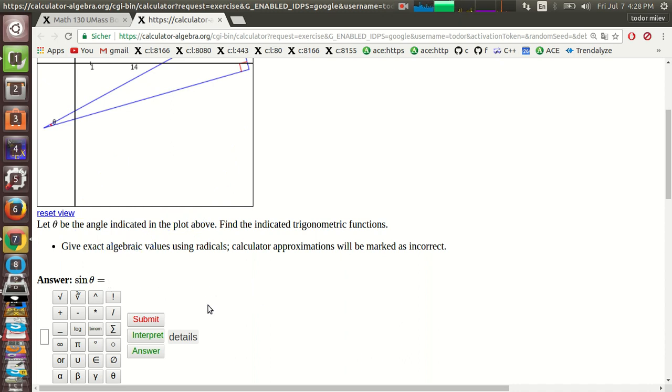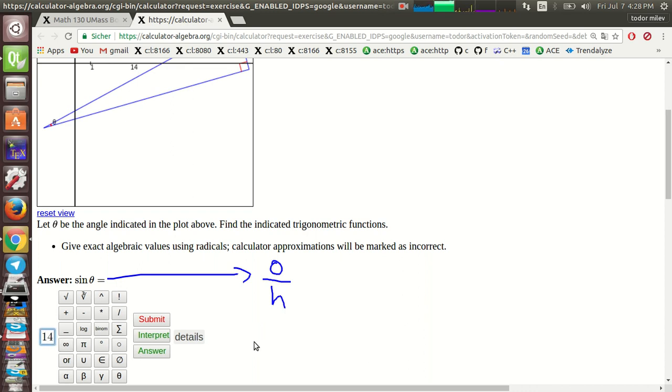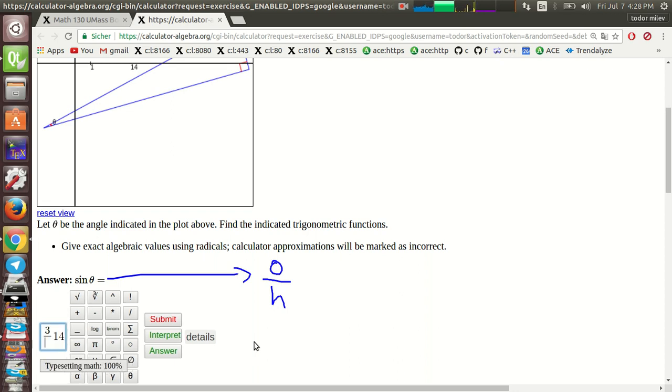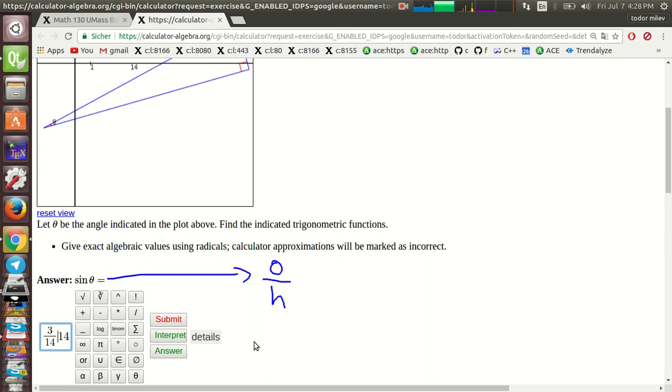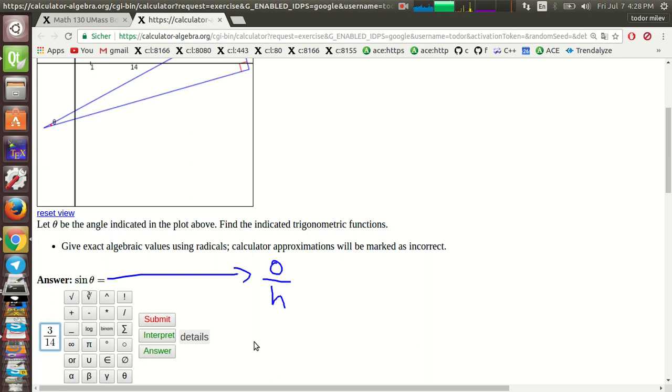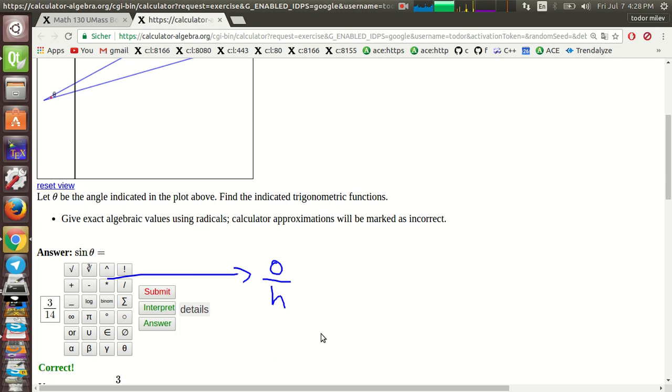Our sine, that was, sine is the opposite side divided by the hypotenuse. So the hypotenuse was 14 units. The opposite side is 3 units, so 3/14ths, right? So 3/14ths should be our sine. Let's check that. All right, that was correct.